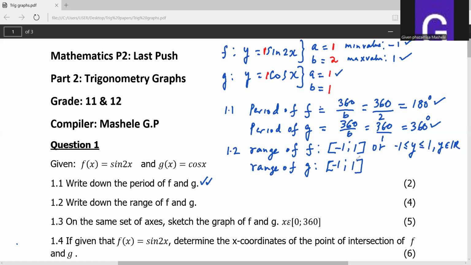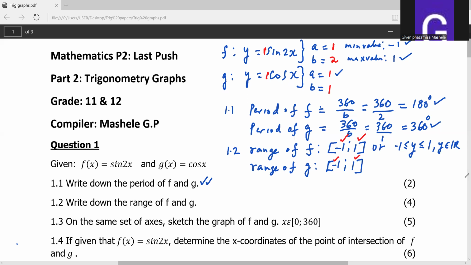Remember, this is just the basics, but it is very important for you to know, because even in grade 12 or grade 11 they can ask you this. Now we have the period of F, which is 180, and G, which is 360. We now know the range of the functions: when we sketch the two graphs, they will range between -1 and 1, with -1 being the minimum or lowest point and 1 the highest point. This is very important when dealing with the graphs of trigonometric functions.